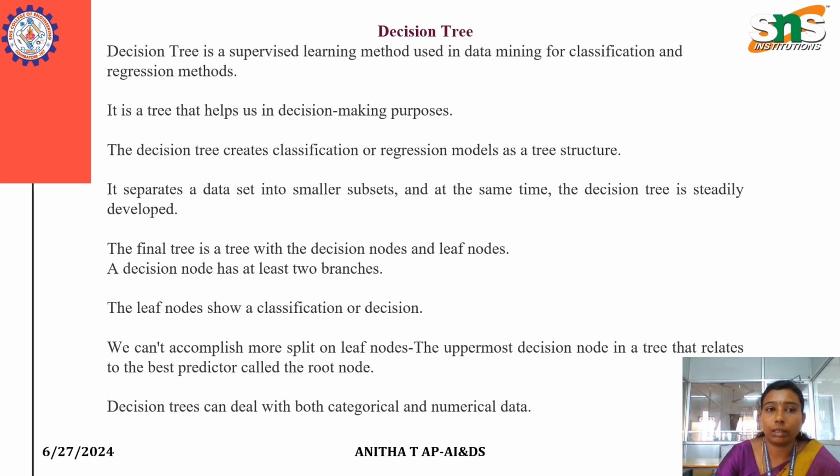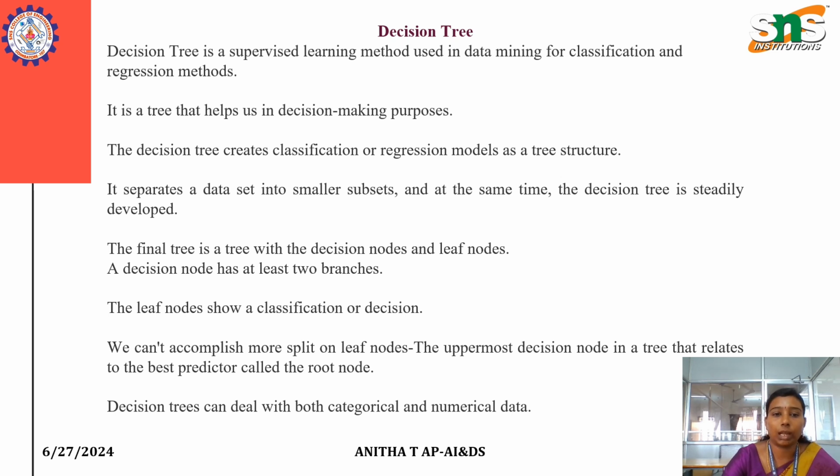First, what is a decision tree? A decision tree is a supervised learning method used in data mining for classification and regression methods. It is a tree that helps us in decision making. The decision tree creates classification or regression models as a tree structure. It separates the data sets into smaller subsets, and at the same time, the decision tree is steadily developed. The final tree is a tree with decision nodes and leaf nodes.